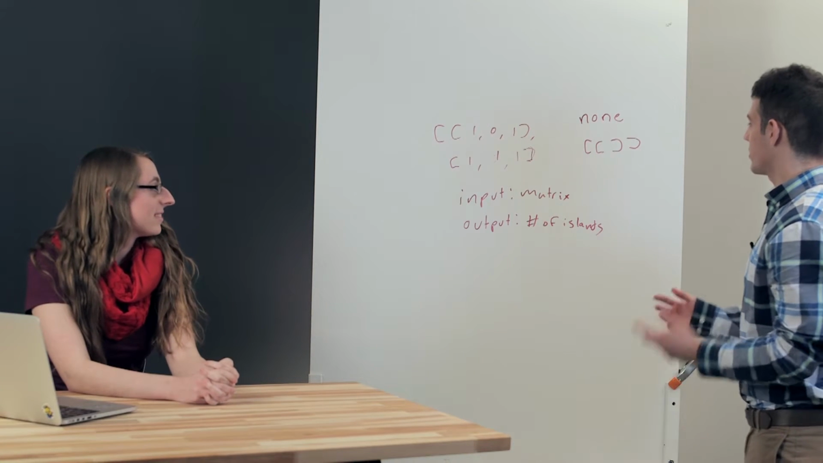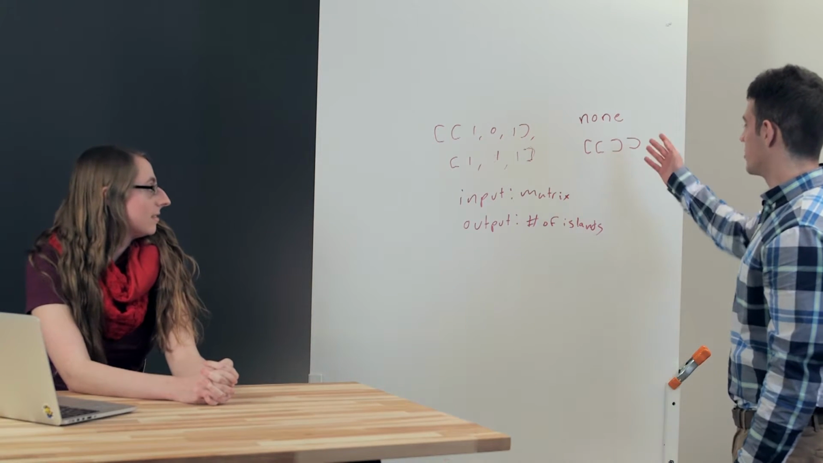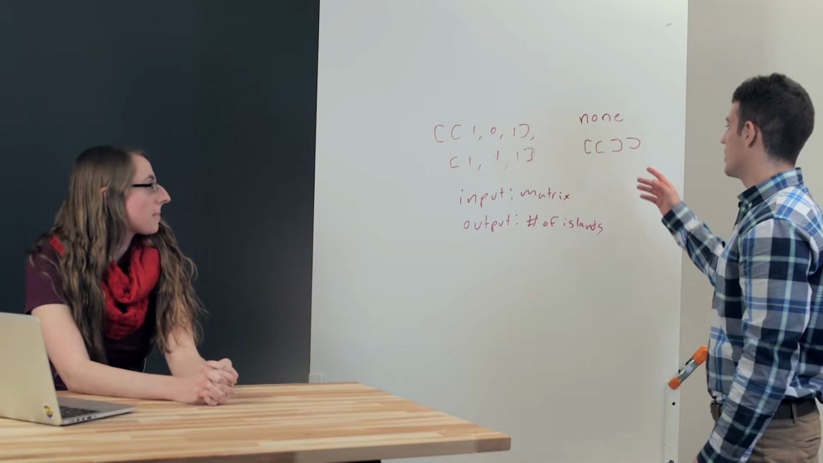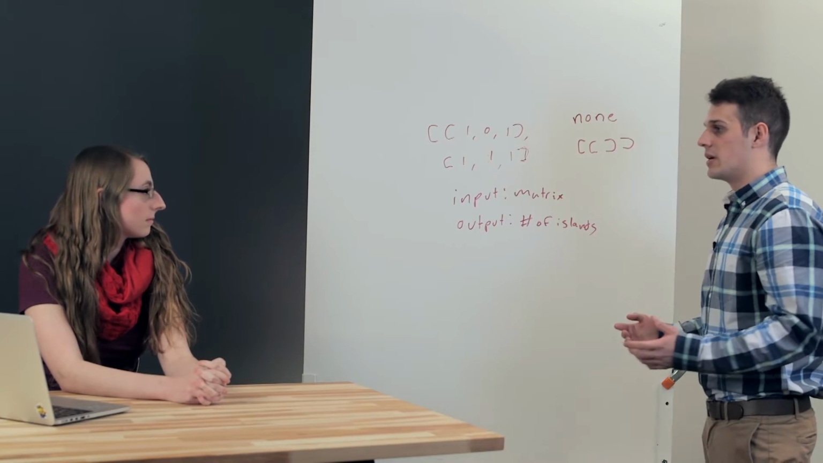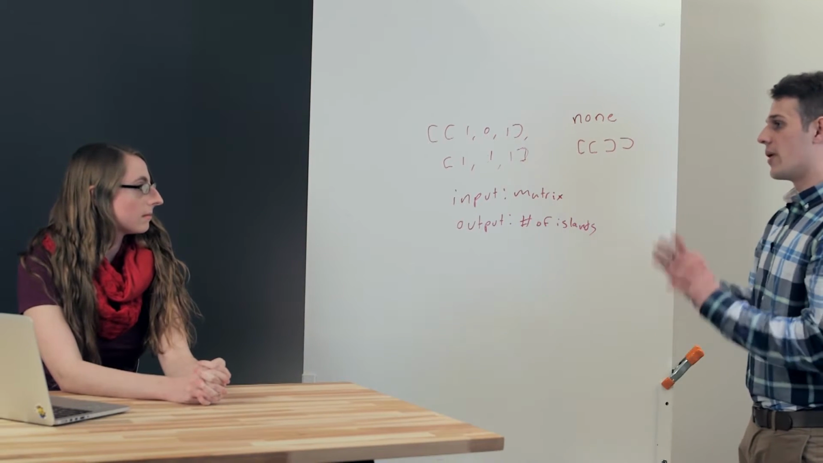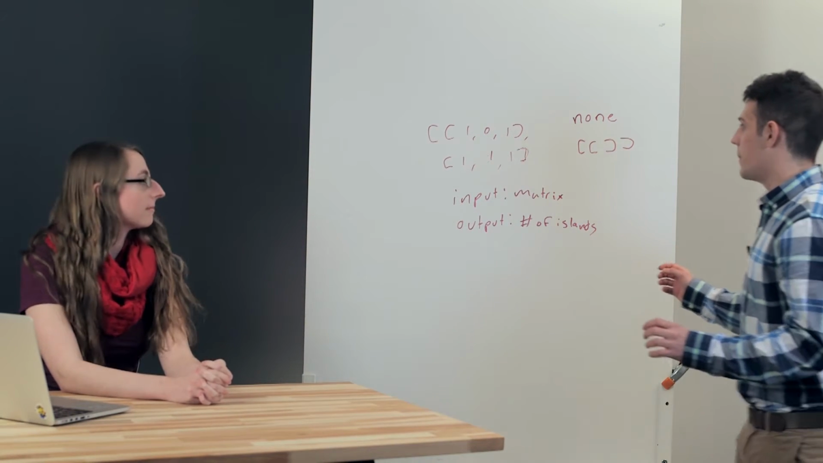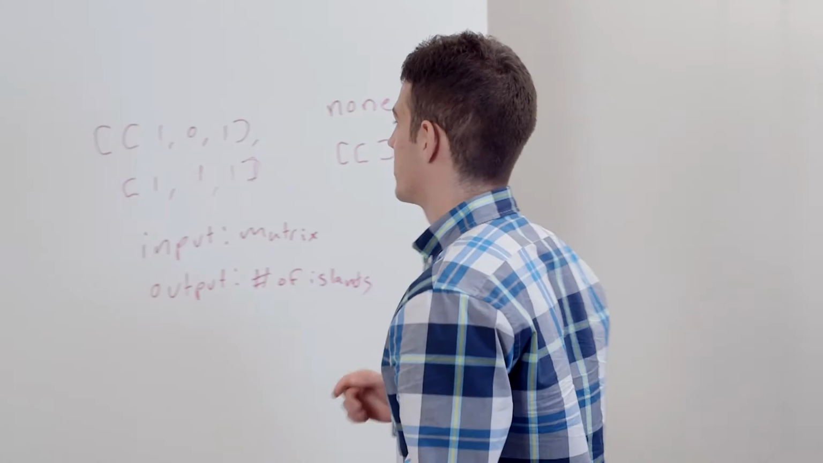Okay, so what I'm thinking here, looking at our possible inputs, if we were to take none or an empty matrix as an input, we would return 0 because for sure there would be no islands in this case. But we could also have this as an input.